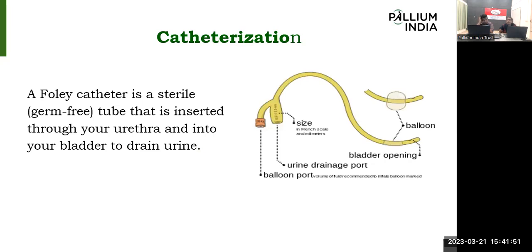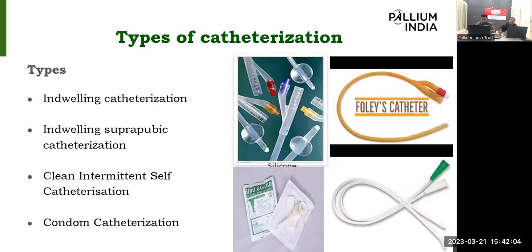Coming to the catheterization part. We all know what catheterization is. We use Foley's catheter for catheterization. There are different types of catheterization: indwelling catheterization, suprapubic catheterization, clean intermittent catheterization, and condom catheterization. These are the types of catheterization which we know, and the care will be different for each type.